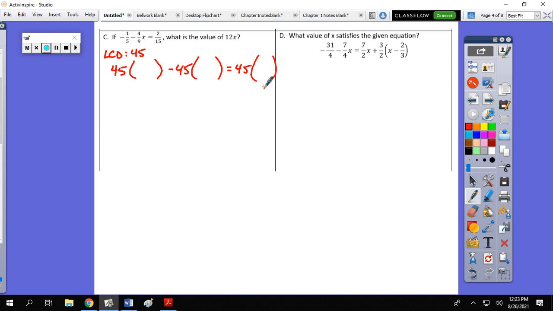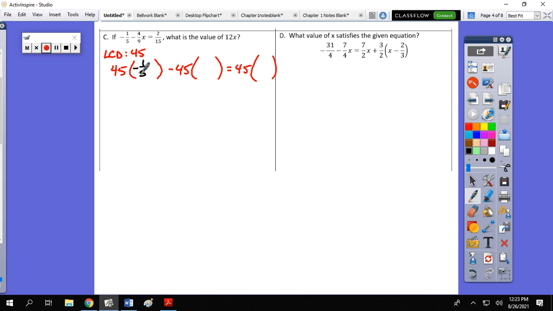Okay, if you're having trouble with the LCD, the other thing you can do is just multiply 5, 9, and 15 together. That number will work as well. The numbers will be big, but it will always work to just multiply all the denominators together and use that number instead of 45. It would work.